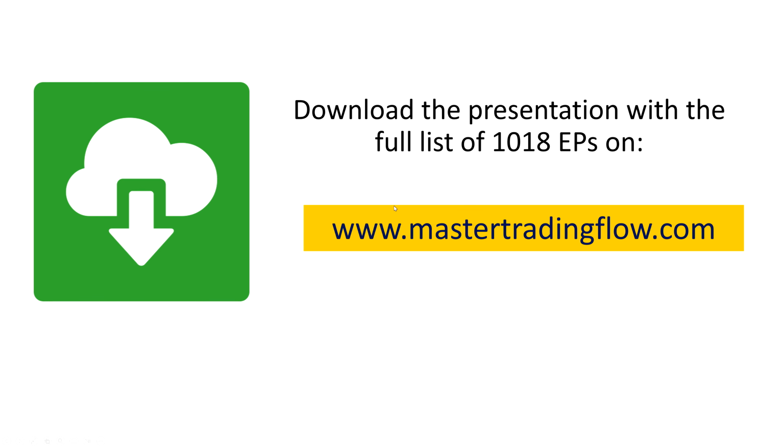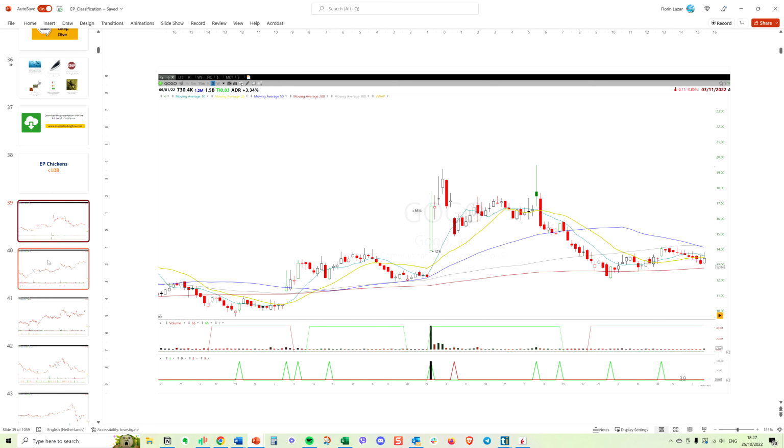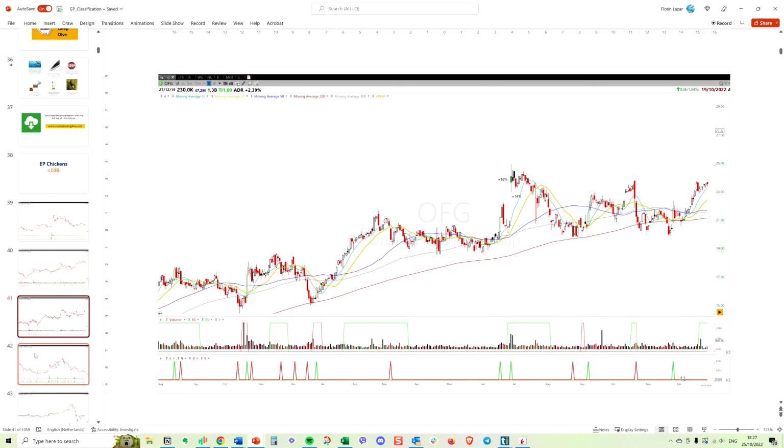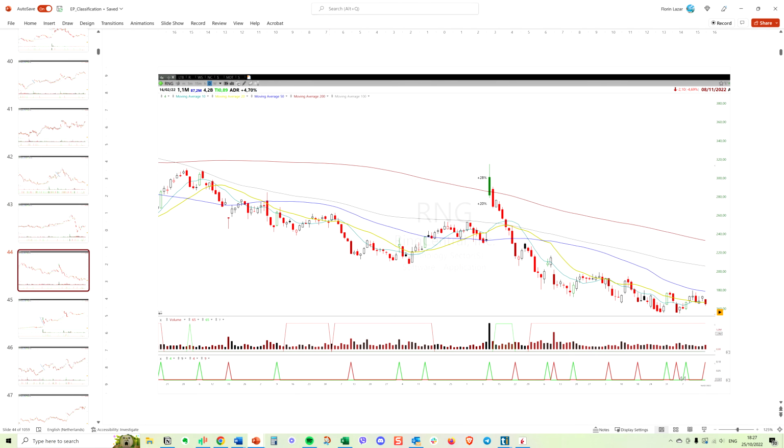So yeah, as I told you, here is how it looks. In the presentation, moving forward, every EP that was part of this database in the study is shown. Look what a nice chicken, how can you not call this a chicken. Each EP has a print screen. On the print screen, as I told you, the lower number is the move from the close to the opening, the upper number.